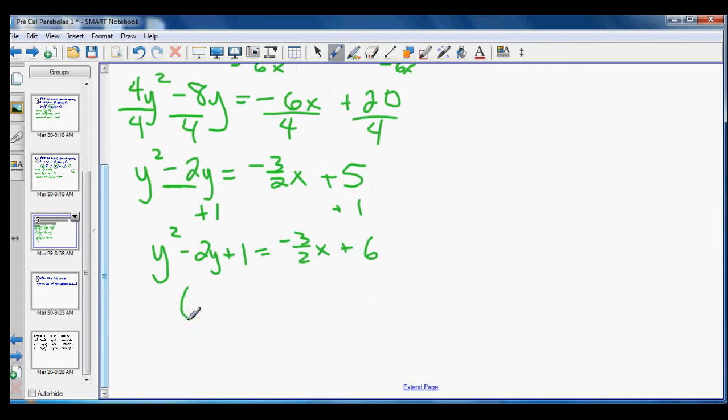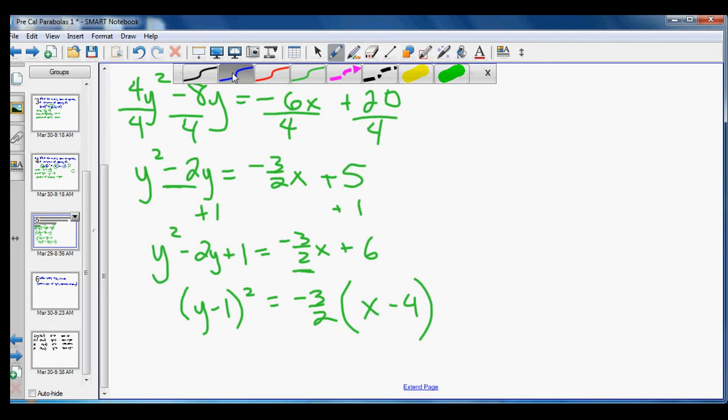So now I have it in its standard form. And now I can find the vertex. That's what's being subtracted from the x, which is 4. And what's being subtracted from the y, which is 1. And for the axis of symmetry, I look at the part that's being squared. That's the y. So I do y equals 1, just pulling from right there.